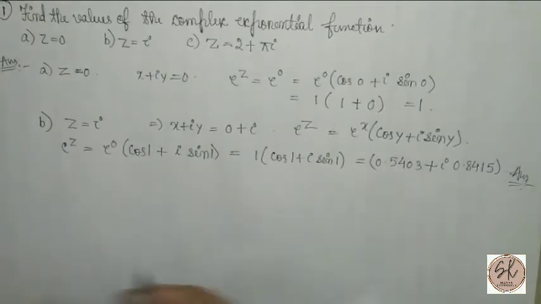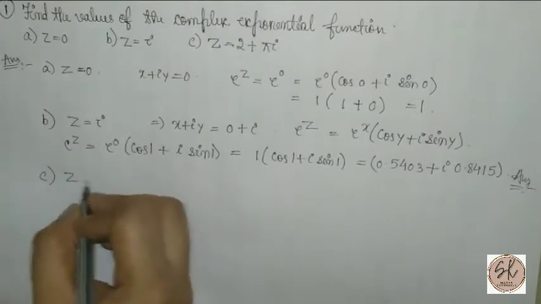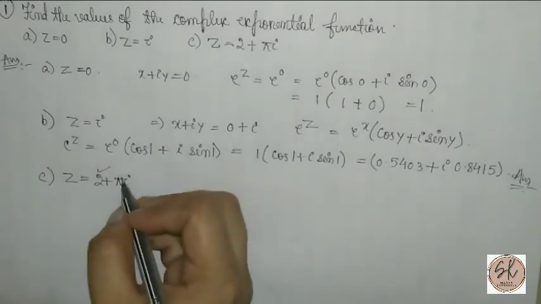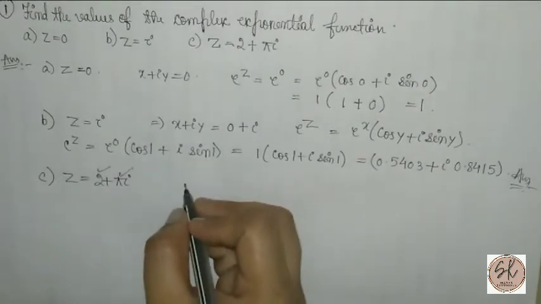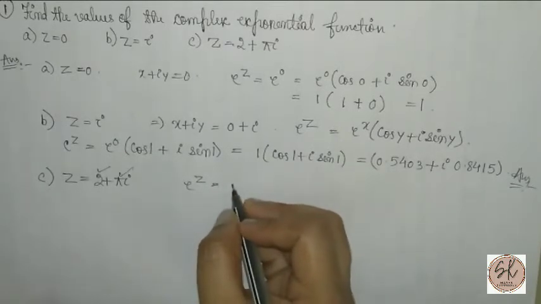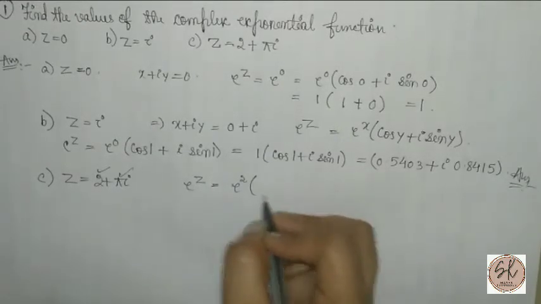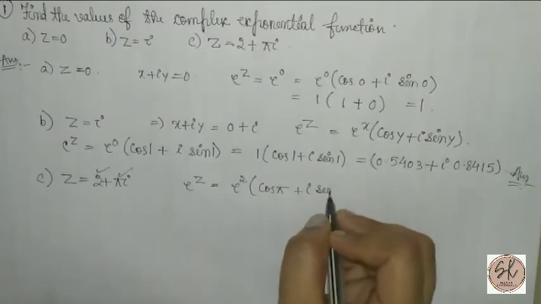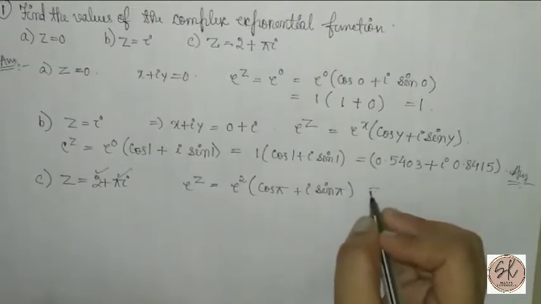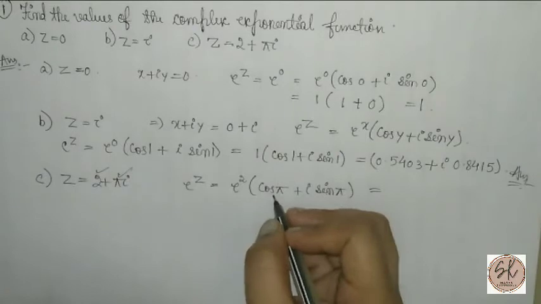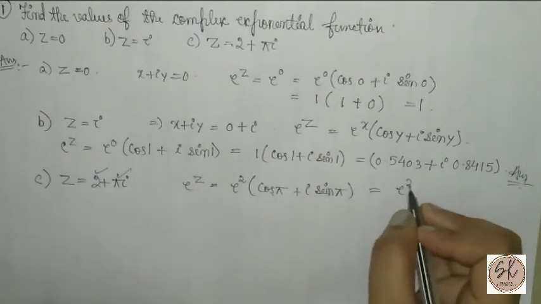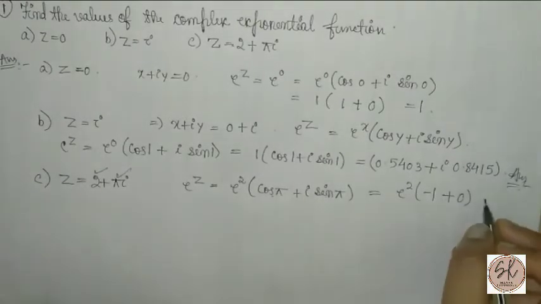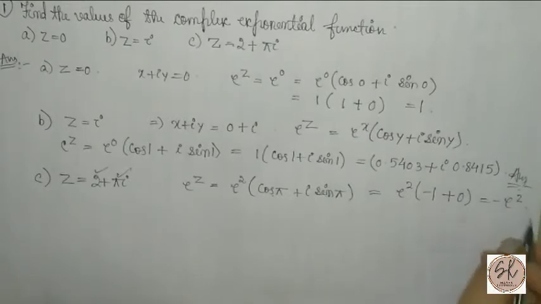Now the next question is z = 2 + πi. So here x is equal to 2 and y is equal to π. So now e^z = e^x, that is e^2 whole into cos y, that is cos π, + i sin y, that is i sin π. Now we know that sin π is equal to 0 and cos π is equal to -1, so this is equal to e^2 whole into (-1 + 0). So its final answer is going to be -e^2.